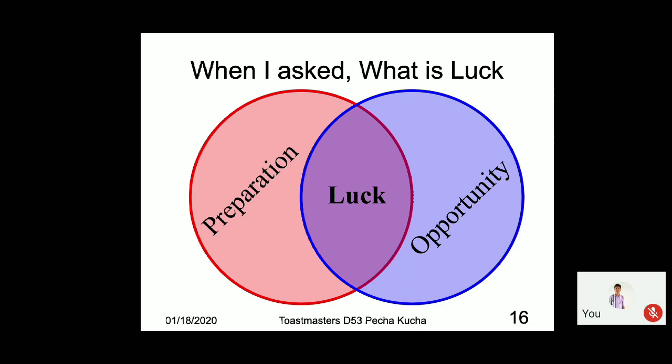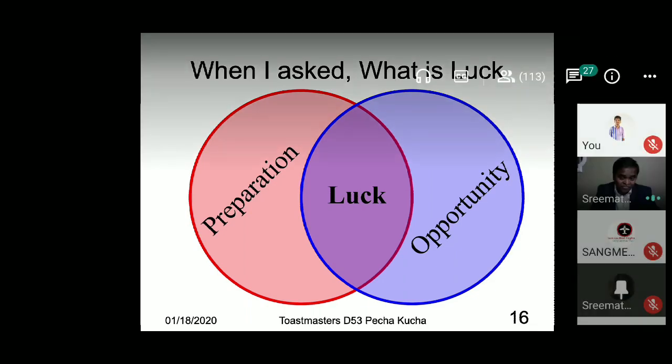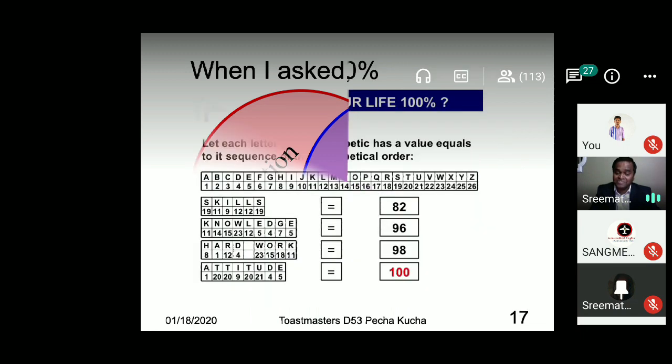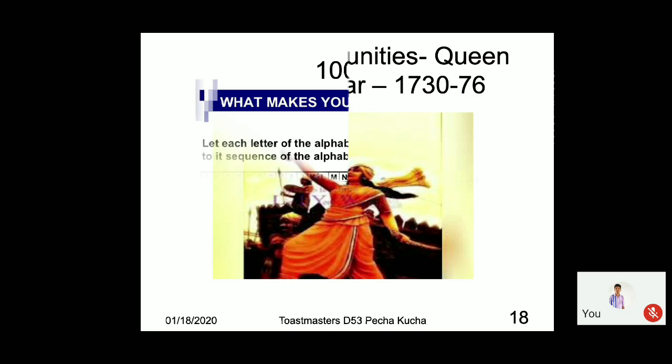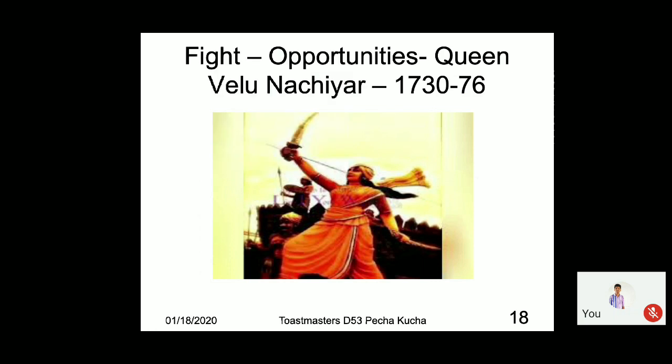I'm very productive these days, very, very productive. I'm working 16 hours. That is an opportunity for me. That's why I define this as luck. Skills, take knowledge, take hard work. If you add all these alphabets, what does it come to? 100% in your life, you know this picture here: attitude. It's not about hard work. It's not about how much knowledge you have. It's all about attitude, how you carry yourself, how you are submissive to your professors, how you are fighting the fight.